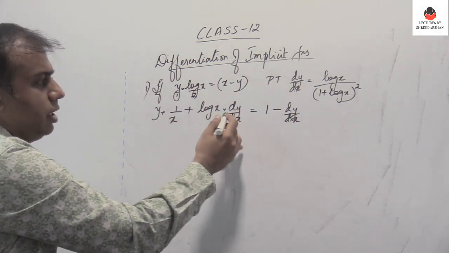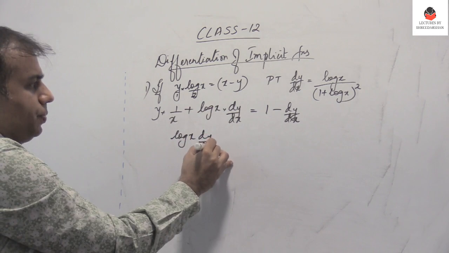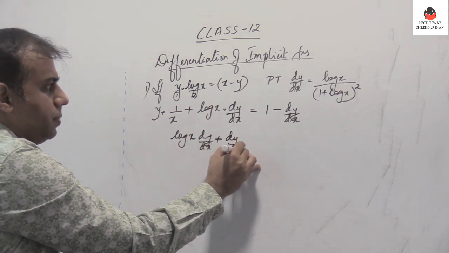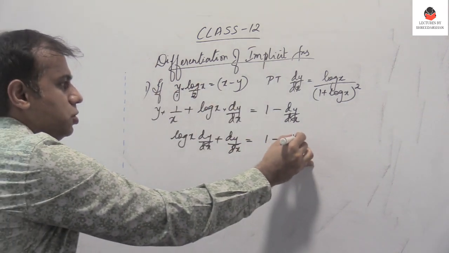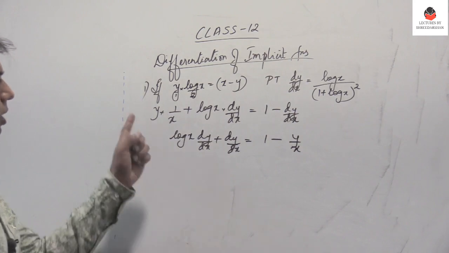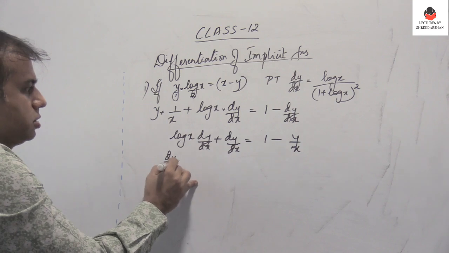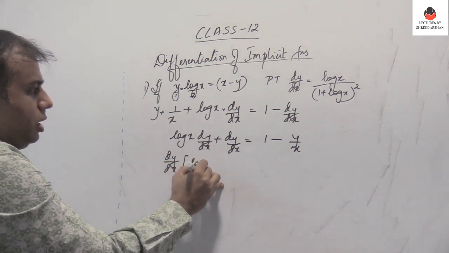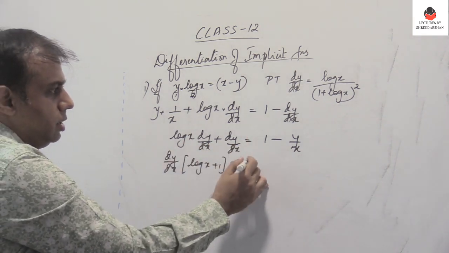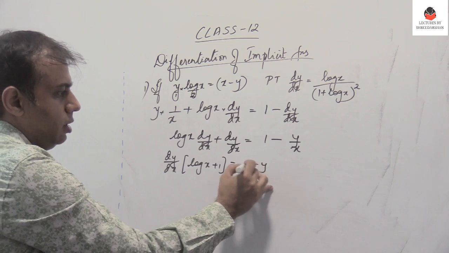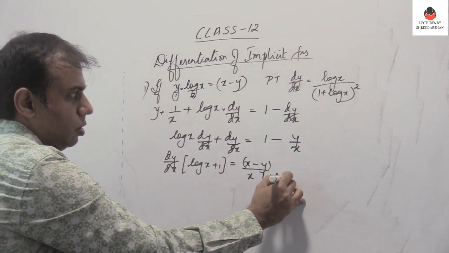Now bring dy by dx term to LHS. So you have log x dy by dx plus dy by dx equals 1 minus y by x goes to the RHS. So plus y by x becomes minus y by x. So take dy by dx common. You get log x plus 1 equals, if I take the LCM here, you get x minus y by x divided by 1 plus log x.